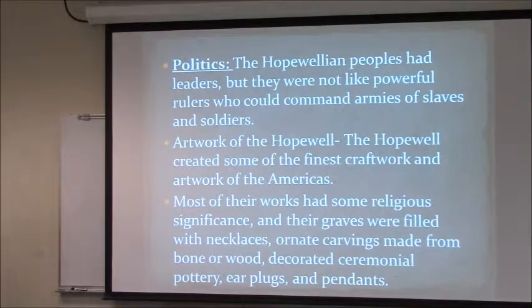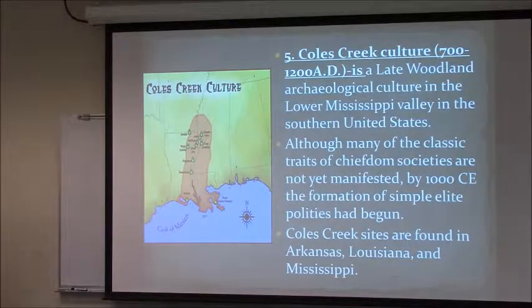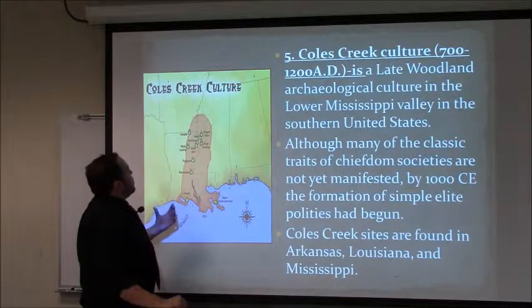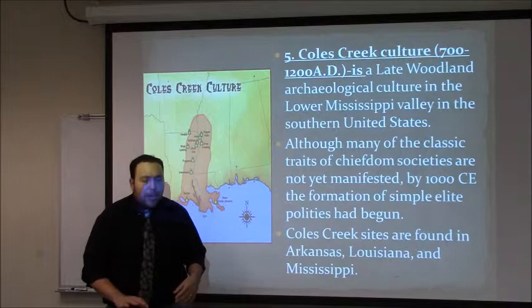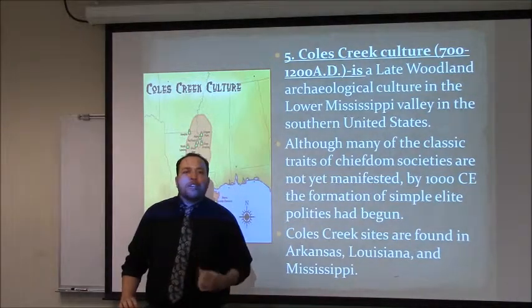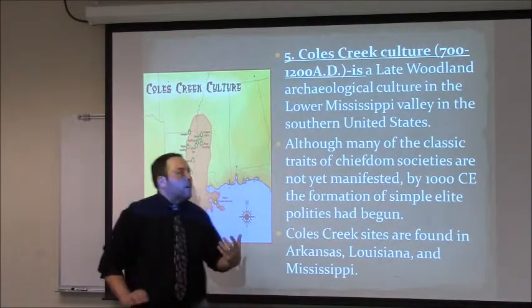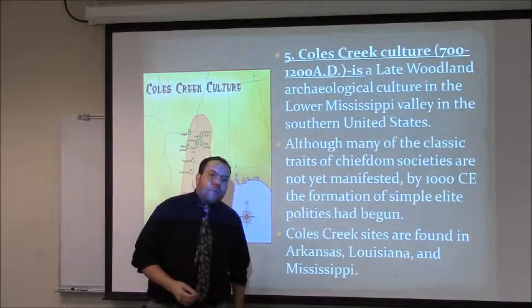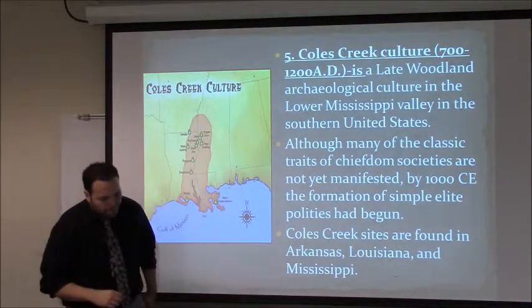Okay, so next we're going to talk about the Coles Creek culture. Again, this is centered along the Mississippi. A lot of these cultures are going to center along the Mississippi, and this is mainly for geographical reasons. The Mississippi allows very easy transport. It always has, and it still does. It's kind of the middle highway of America. It allows easy transport up and down the North American continent.